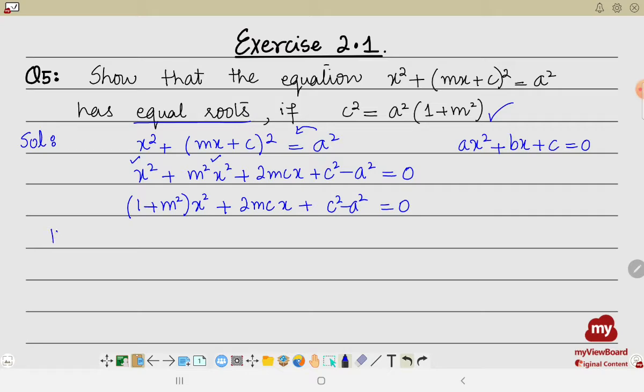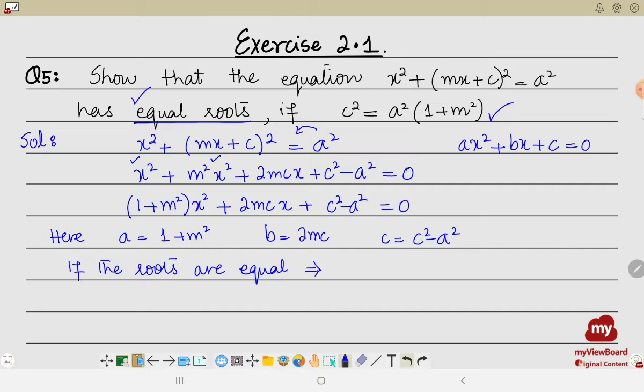Now from this equation we are going to identify the values of a, b and c. Here a is equal to 1 plus m square, b is equal to 2mc, and c is equal to c square minus a square. Now we'll insert these values into the formula for discriminant. First we are going to write down the condition: if the roots are equal, then the value of discriminant must be equal to 0. So at the end we'll prove that discriminant is equal to 0.